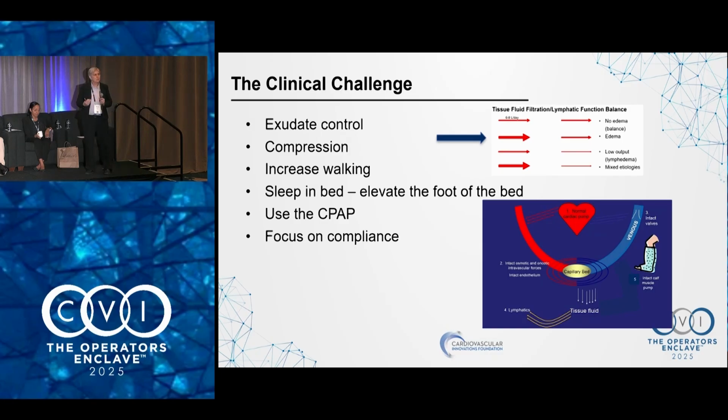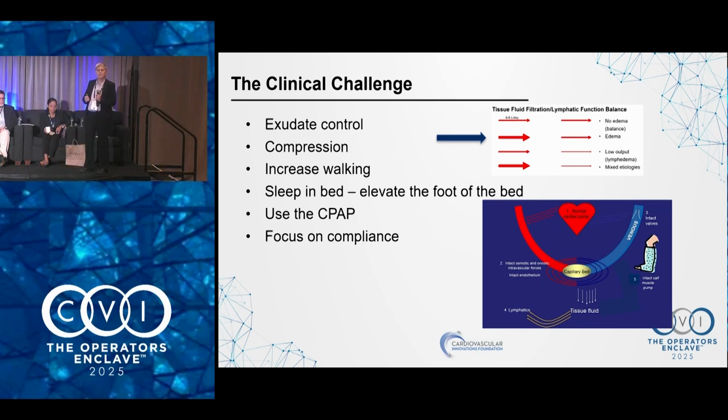I've asked him to increase his walking. He's not a very ambulatory man. He's fairly sedentary. I've asked him to sleep in bed and elevate the foot of the bed, and he needs to use his CPAP. So what we have is essentially that first level of lymphedema management, or tissue fluid management: we are making way too much. We don't have lymphatic changes, so our lymphatics just can't keep up.